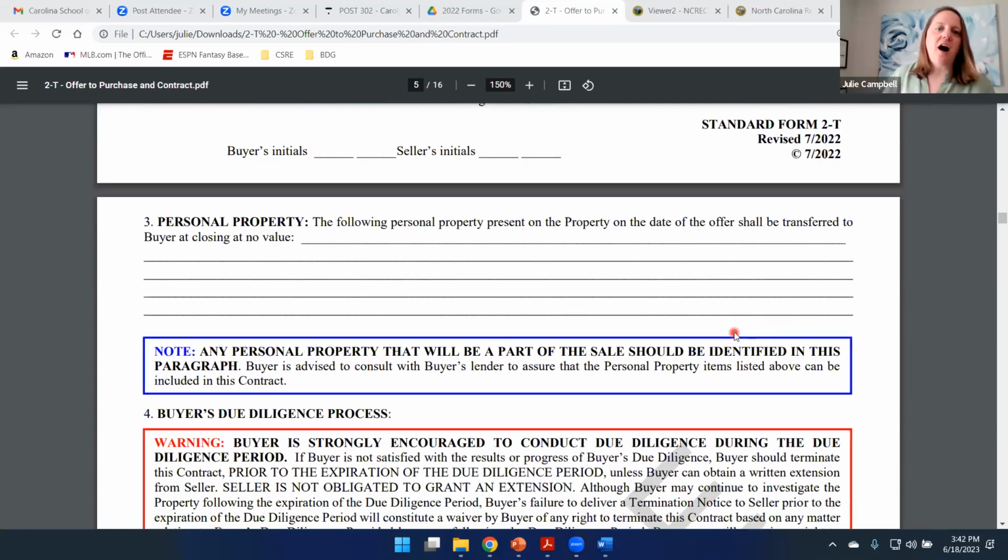Top of page 5, we address personal property. The following personal property present on the property on the day of this offer shall be transferred to the buyer at closing at no value. Here, we need to be specific.